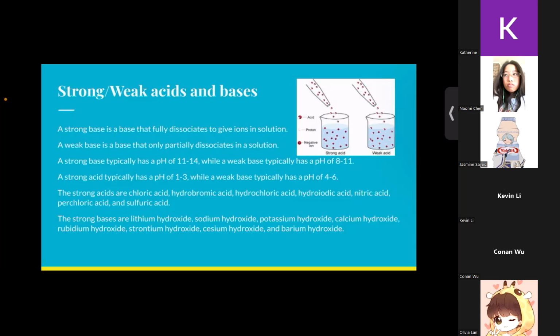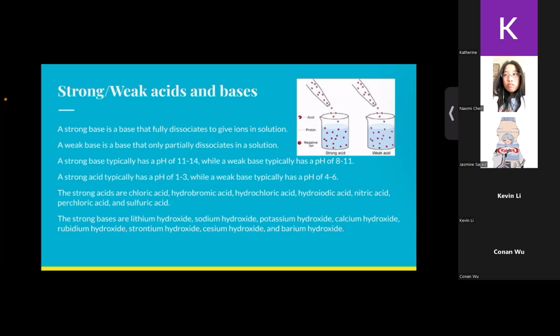The strong acids are chloric acid, hydrobromic acid, hydrochloric acid, hydroiodic acid, nitric acid, perchloric acid, and sulfuric acid. The strong bases are lithium hydroxide, sodium hydroxide, potassium hydroxide, calcium hydroxide, rubidium hydroxide, strontium hydroxide, cesium hydroxide, and barium hydroxide.